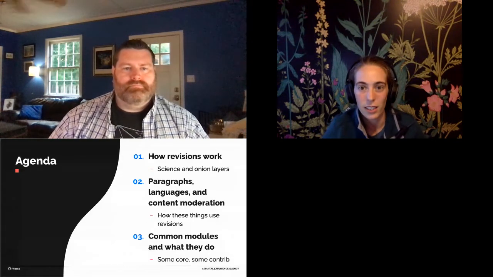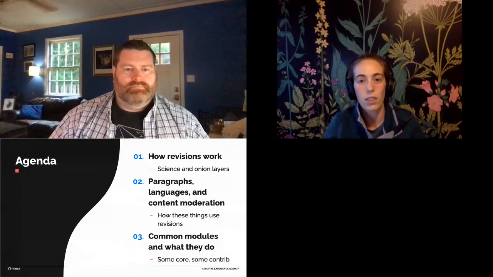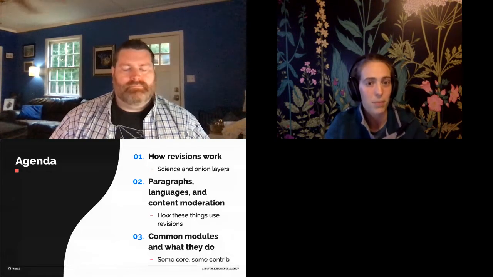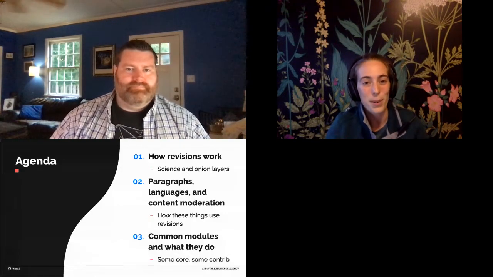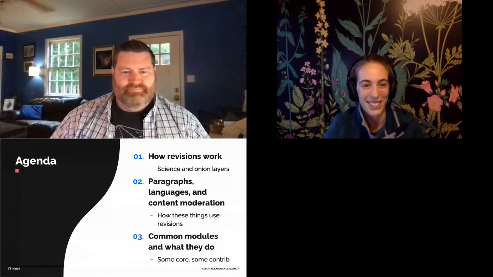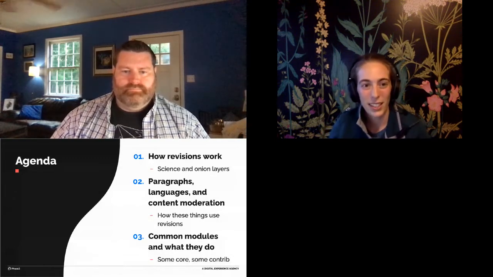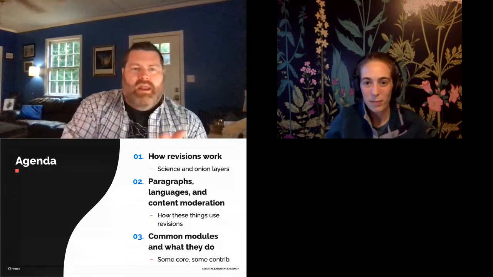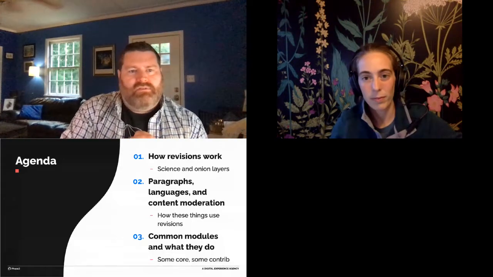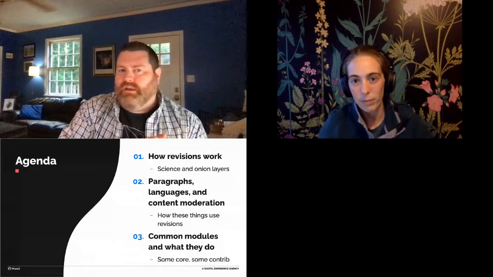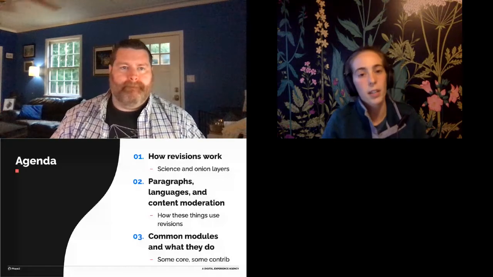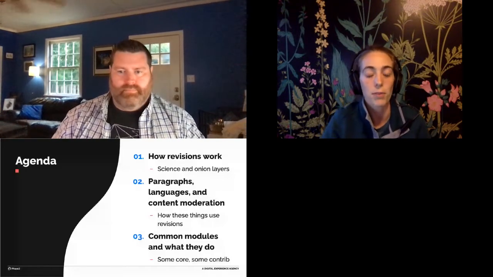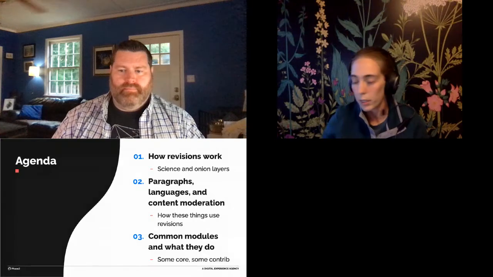So what we're going to cover is three stages here. We'll start with taking a look at how revisions work. This is something that I think most of us have seen trip people up. I have personally watched this break developers' brains on more than one occasion, so we'll take a minute to look at that. After that, we're going to walk through a couple of common use cases dealing with paragraphs, multilingual content, content moderation and workflow, and how those things take advantage of revisions. And at the very end, we'll take a quick moment to acknowledge a couple of the most commonly used modules and what they do.